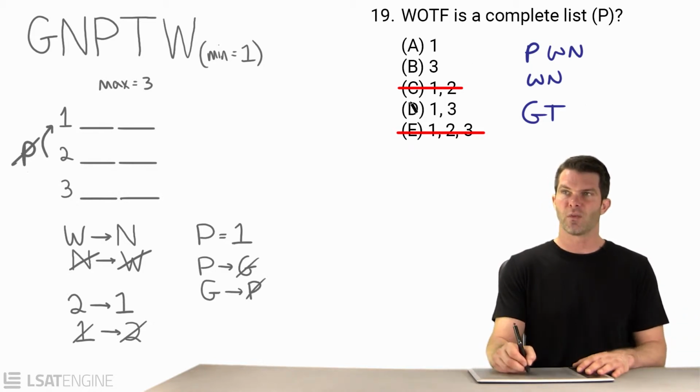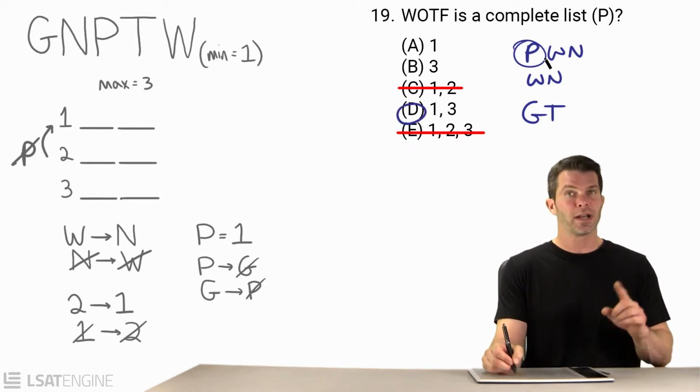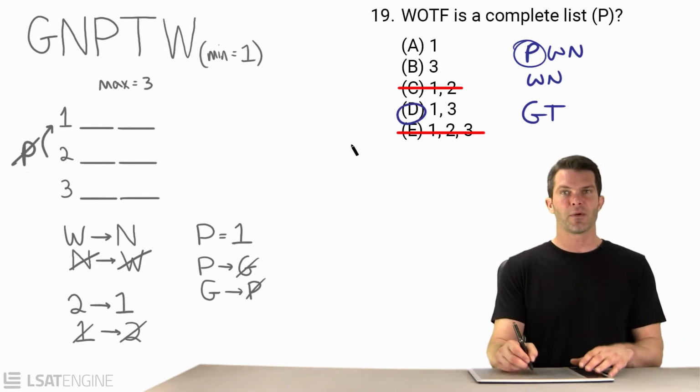And here plastic can go in 1. And so this shows us plastic can go in 1. 18 shows us plastic can go in 3. That's how we get into D.